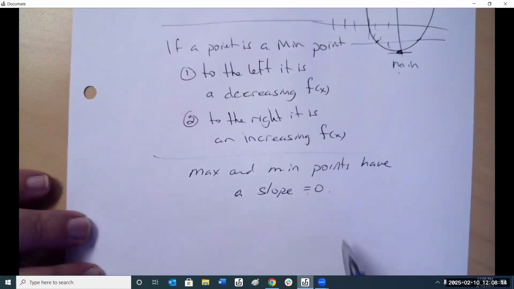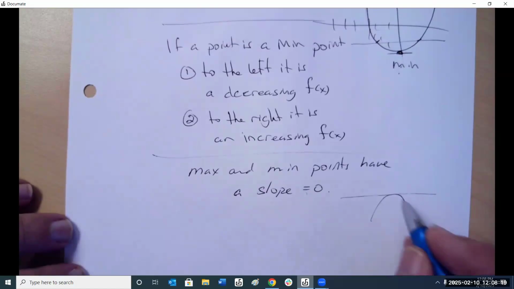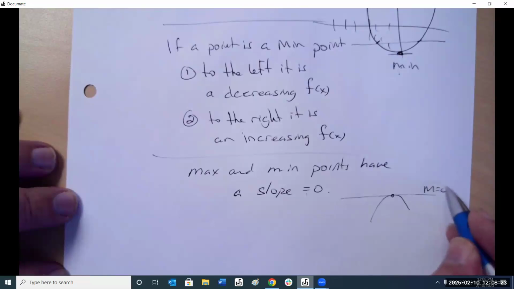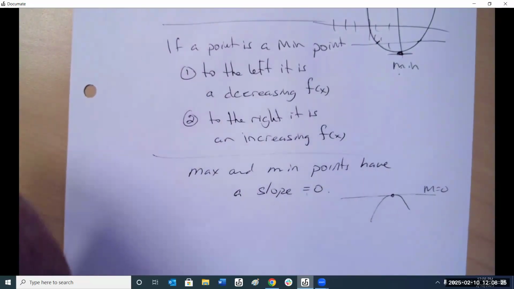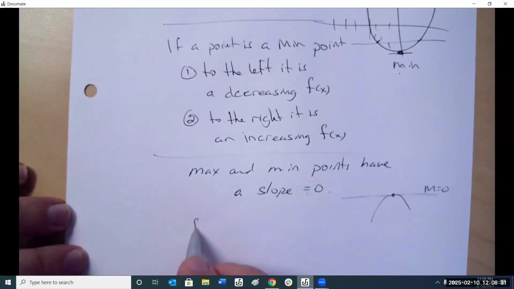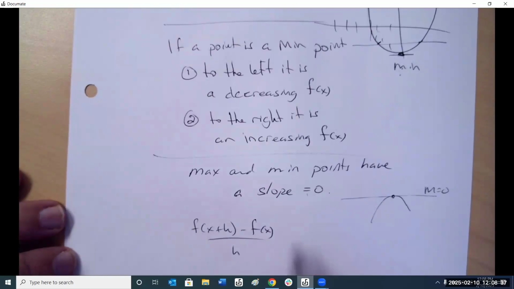Because what does a difference quotient do? It finds the slope of the line tangent to the curve at that point. So the slope of the line tangent is, slope equals 0. Very good. With what we know so far, the only thing we can refer to is the difference quotient. The difference quotient is f of x plus h minus f of x over h, as h goes to 0.